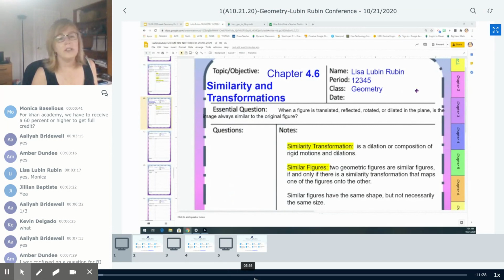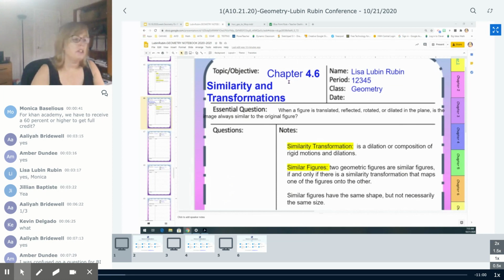Chapter 4.6 is about similarity. So far we've been talking about congruent figures. Last time I said which ones are exactly the same, meaning they are congruent. Now we're talking about similar. So I could have two triangles that are similar, but they are not exactly the same size, okay? Or I could have two circles that are similar, but they are not exactly the same size.